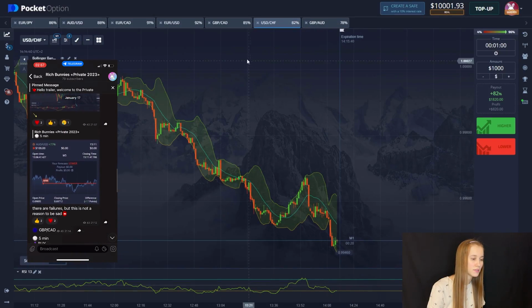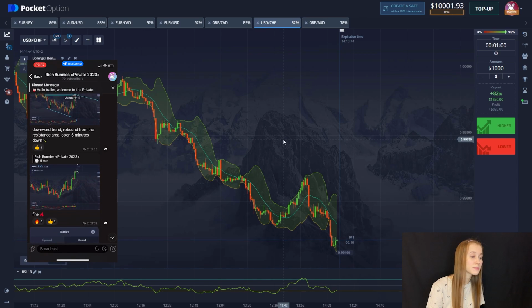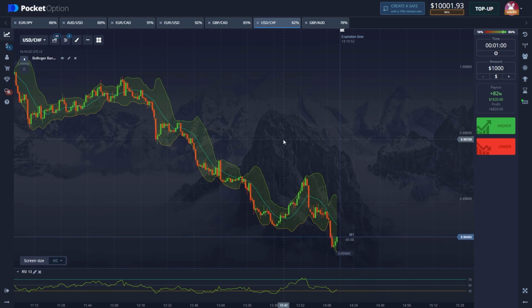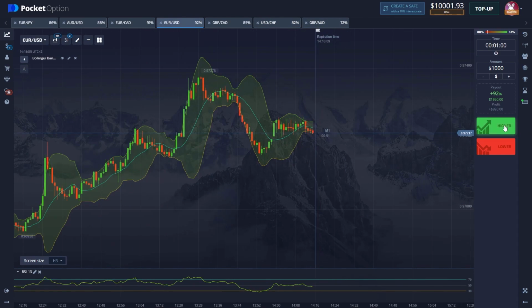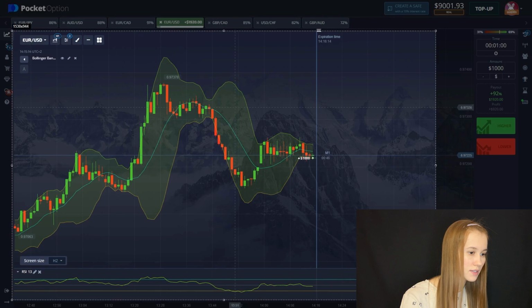Trades are opened on a 1 minute time frame for $1,000. This is the maximum amount of the deals, and let's choose a concept pair. Open the deal. We managed to catch a good entry into the deal.